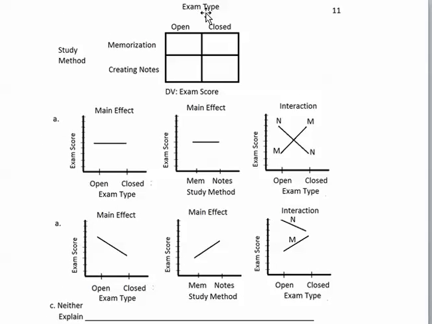Here we have another experiment. Everyone in column 1 is taking an open book exam. Everyone in column B is taking a closed book exam. Everyone in row 1 is studying by memorizing information. Everyone in row 2 is studying by creating a set of notes or compiling a set of notes.